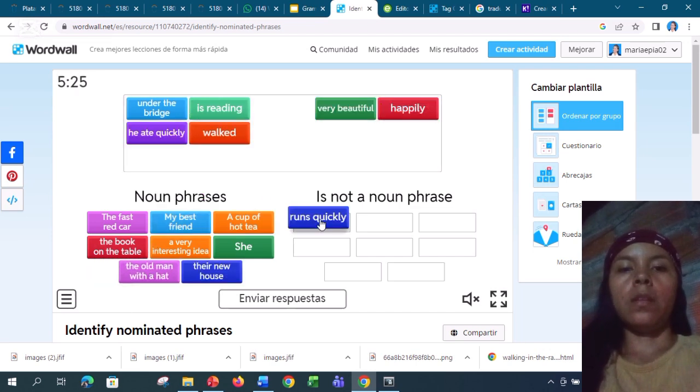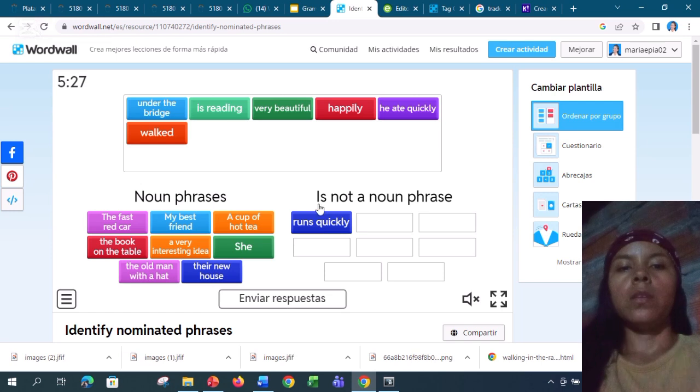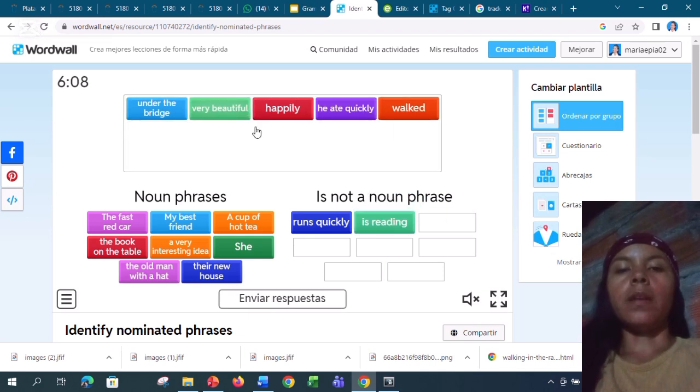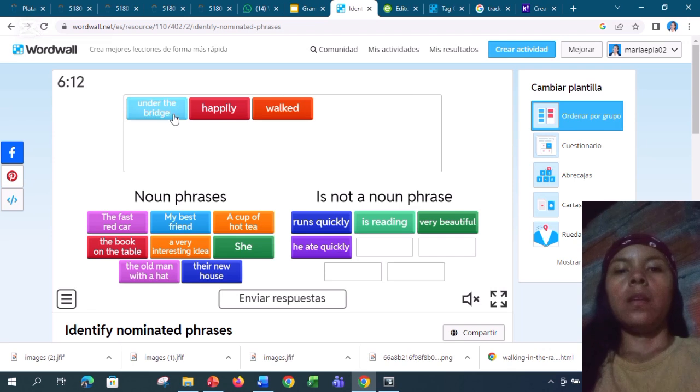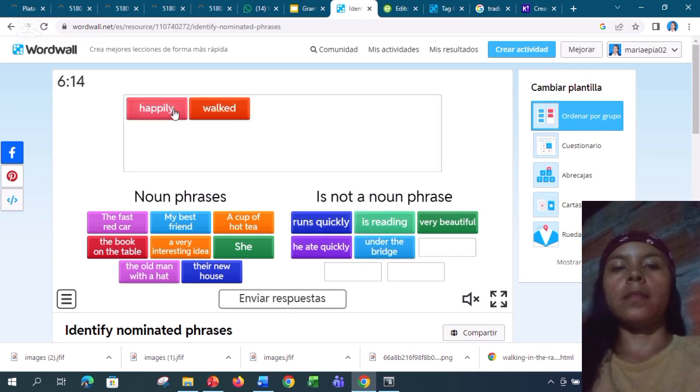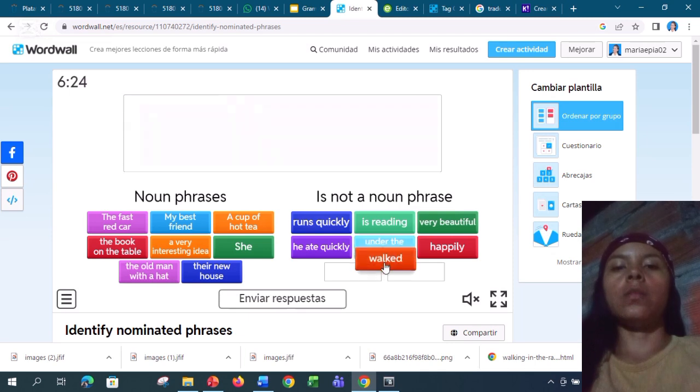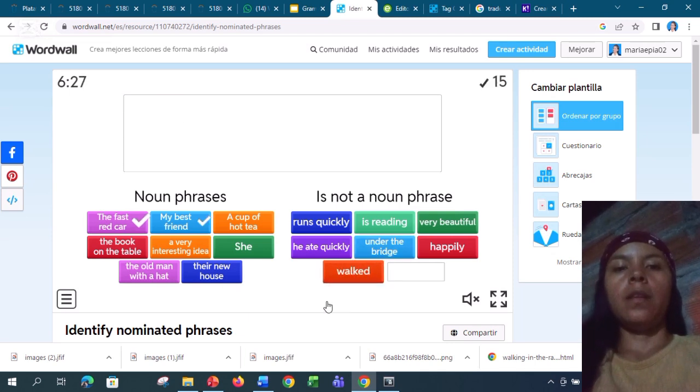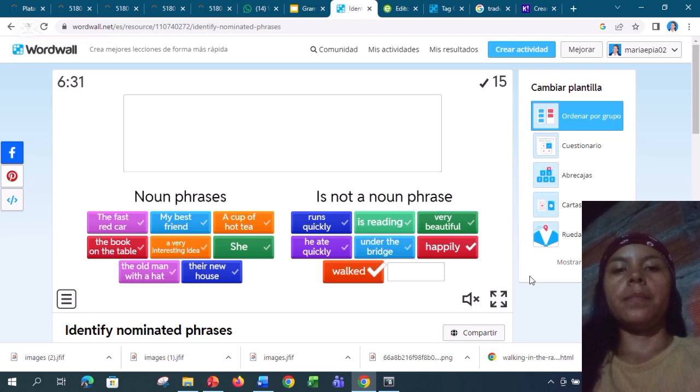Okay, so for the not a noun phrase group: clearly, verb is a verb; run quickly is a verb phrase; is reading is a verb; very beautiful is an adverb plus adjective; ate quickly is a complete sentence; under the bright is a prepositional phrase that is not a noun phrase itself. Happily is an adverb, walked is a verb.